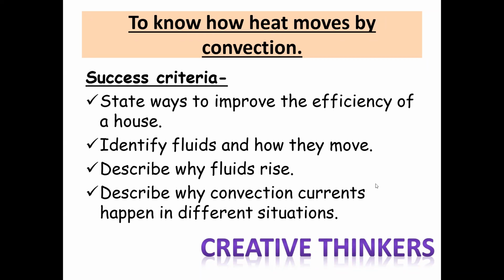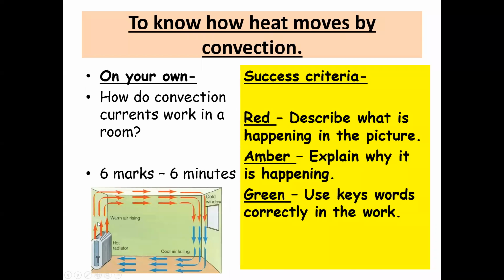Right, so let's move on. Let's just recap that then. I think most of you are amber, so you've got a basic understanding, but I think you're not very confident so far. So let's just have a quick think about how this works. On a piece of paper, I'd like you to try and answer this question. If you're red, you really don't get it, just describe what you're seeing in this picture. If you're amber, try and explain why it's happening. If you're green, you should be using keywords such as density or dense, current and convection in your work.